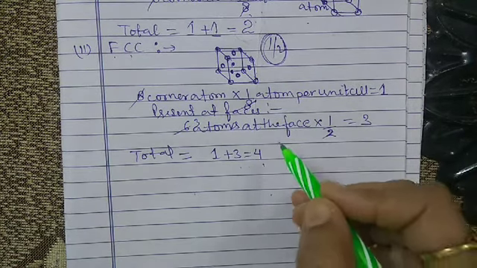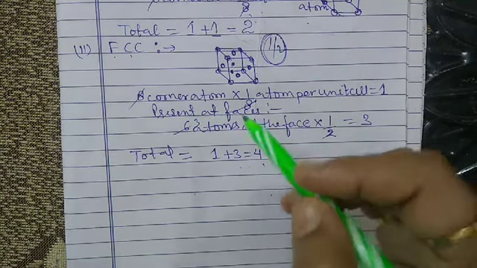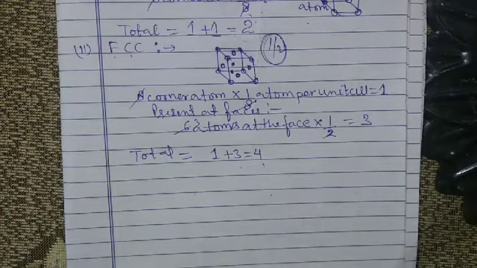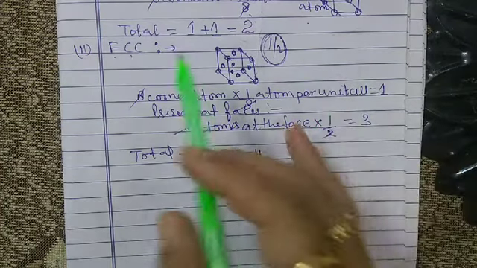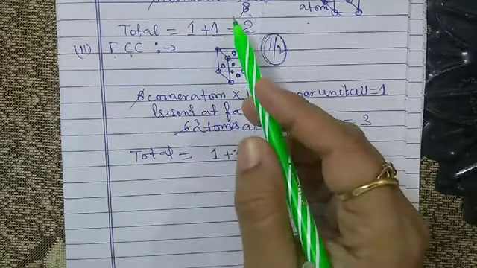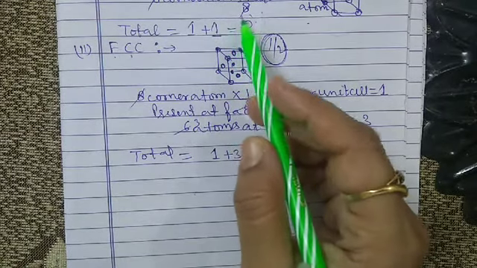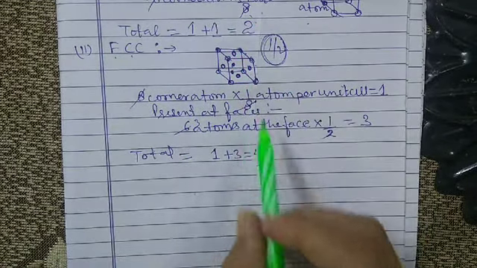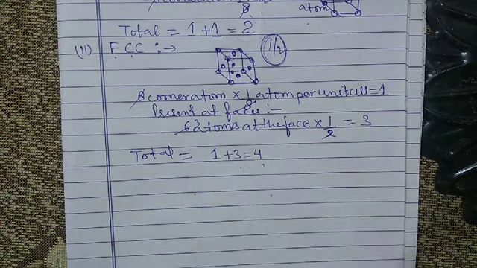So this is the classification of how we count the number of atoms present in the unit cell. The first one is the primitive unit cell, which we have already discussed. The second one is the body centered unit cell, and the third one is the face centered unit cell.